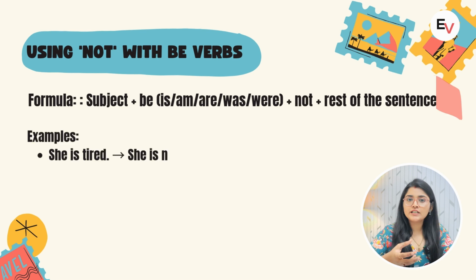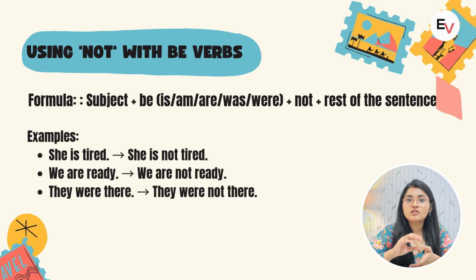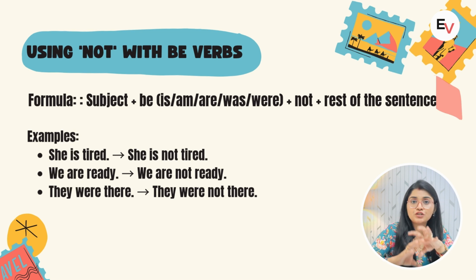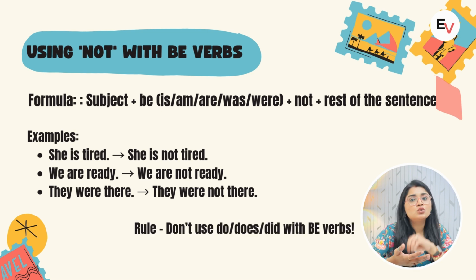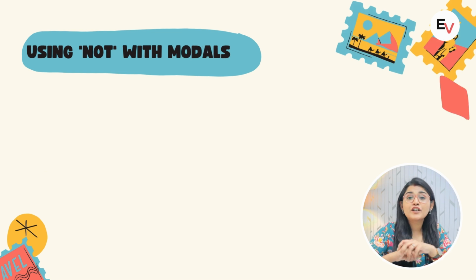For example, she is not tired. We are not ready. They were not there. Now, here's a simple rule that you need to remember. We do not use do, does, did with be verbs. Simple? Moving on to number two, using not with modal verbs.